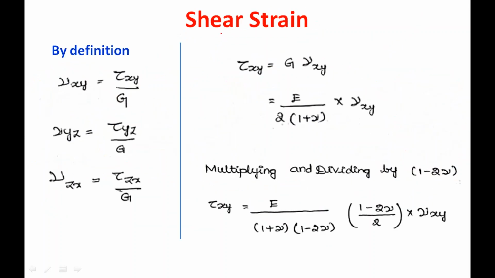Similarly, we can go for the shear strain. For shear strain, by definition, we can say gamma xy is equal to tau xy divided by G, where G is the modulus of rigidity. So for shear strain, it is a very simple definition. Shear strain yz is tau yz divided by G. Shear strain zx is tau zx divided by G. Now if you take this one, tau xy is equal to G multiplied by gamma xy, where gamma xy is the shear strain.